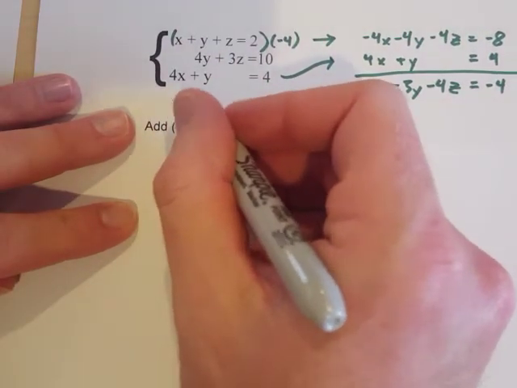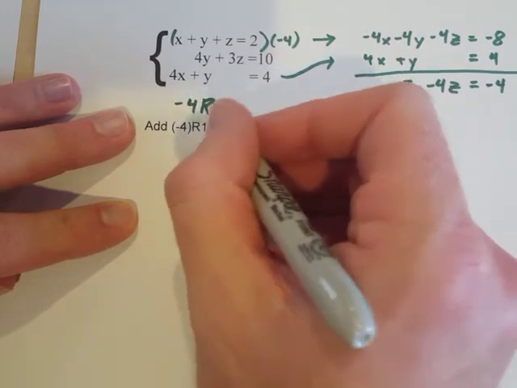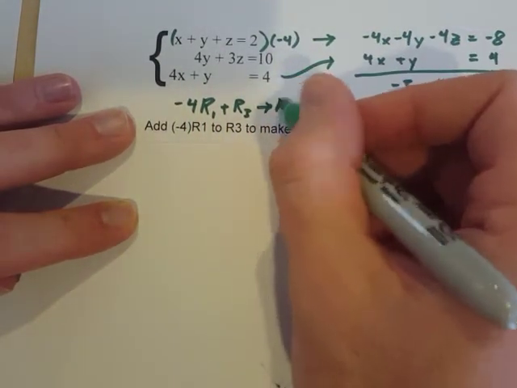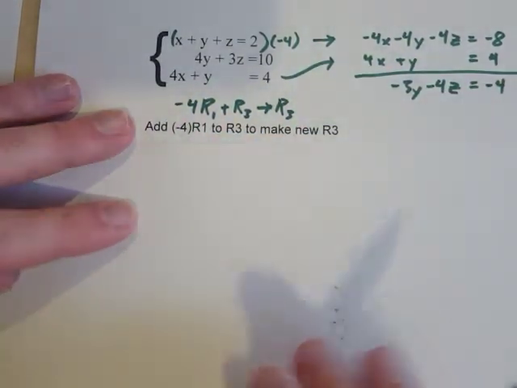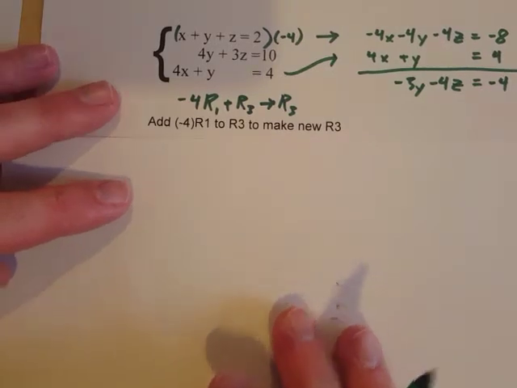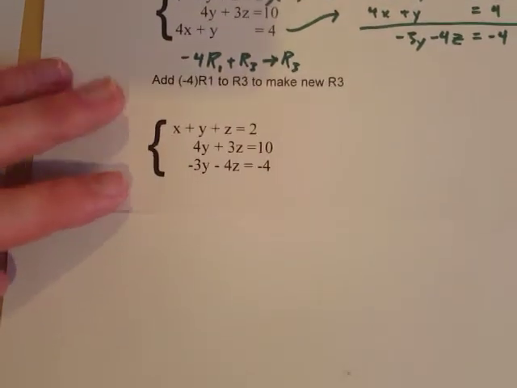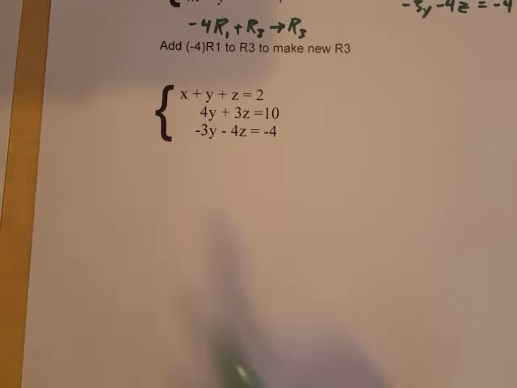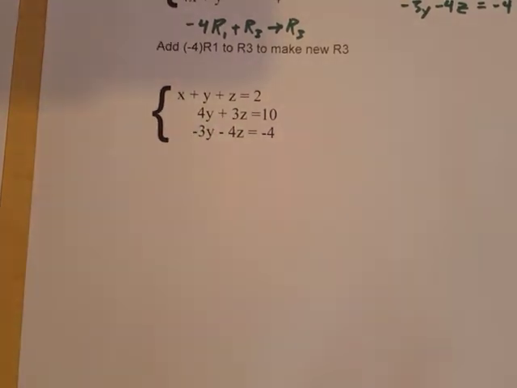Shorthand for this again would be negative 4R1 plus R3 is going to R3. You're going to see me use this shorthand more often in the coming examples. If we do that, our new system is going to look like this. So we're at a point where we have eliminated the x's, and now we've got to go for this lower y. But this next step, I just want to show you something that is a possibility.